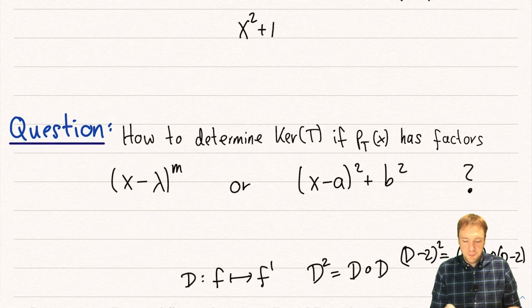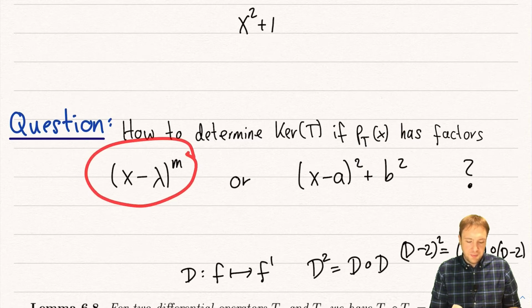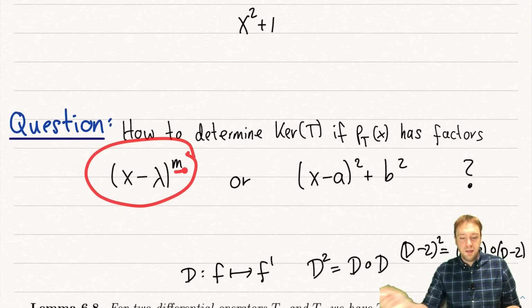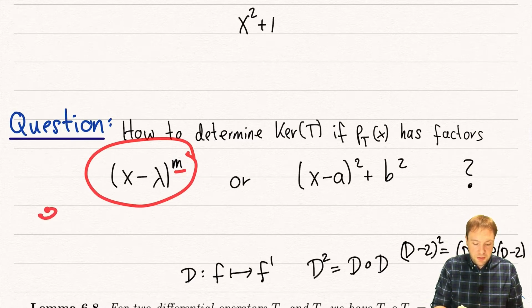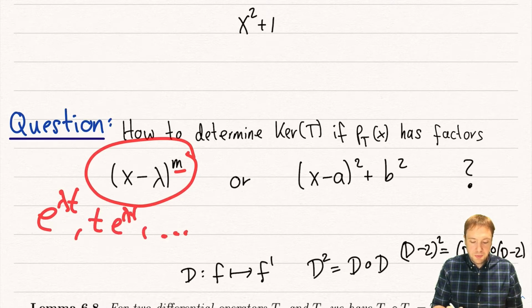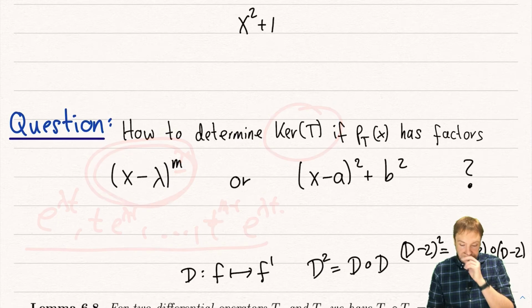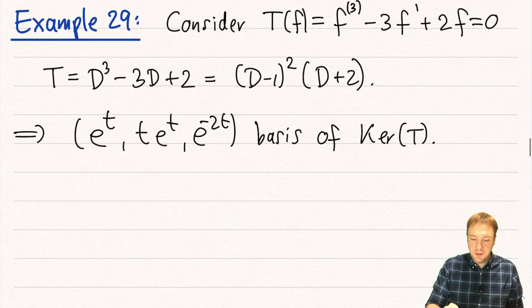So what happens if the characteristic polynomial has a factor like this, a polynomial of degree m, x minus lambda to the m? The statement is that we get m linearly independent functions in the kernel of t, given by e to the lambda t, t times e to the lambda t, up to t to the m minus 1 e to the lambda t. So each of these factors gives m functions in the kernel of t. Okay, so let's do one example before we go to the right-hand side of the question.